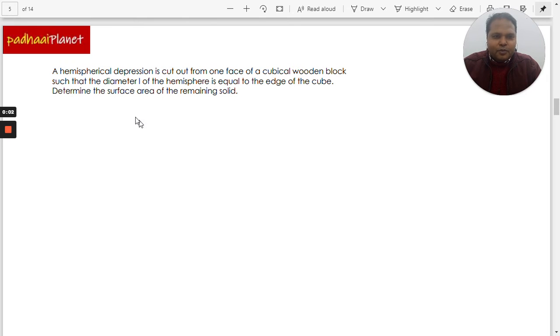Hi, welcome to this question of surface area and volumes. The question says that there is a hemispherical depression which is cut out from one face of a cubical wooden block, such that the diameter L of the hemisphere is equal to the edge of the cube. Now we need to determine the surface area of the remaining solid.